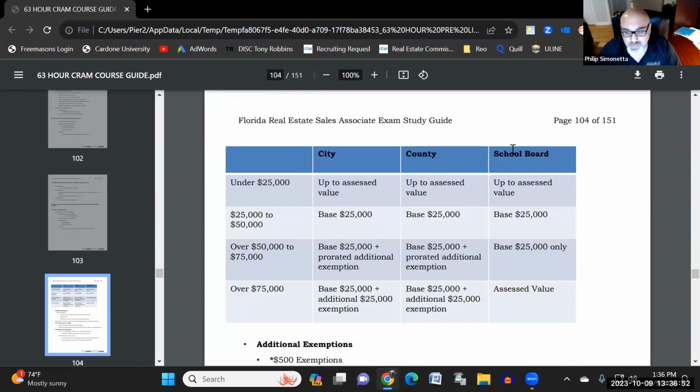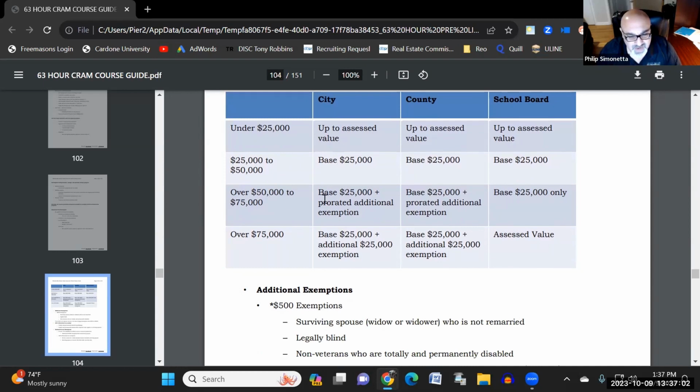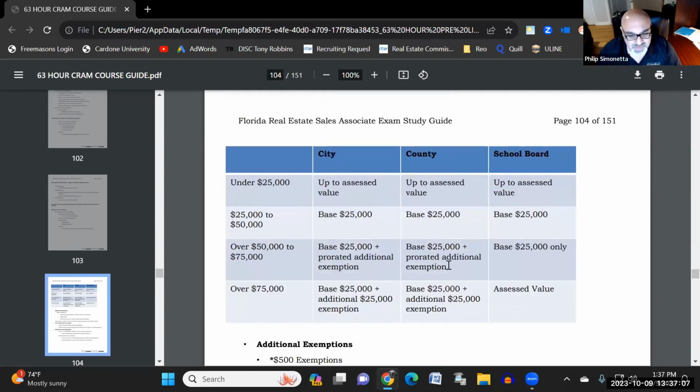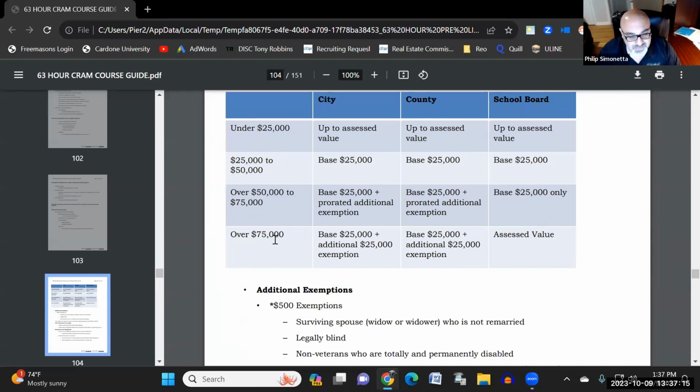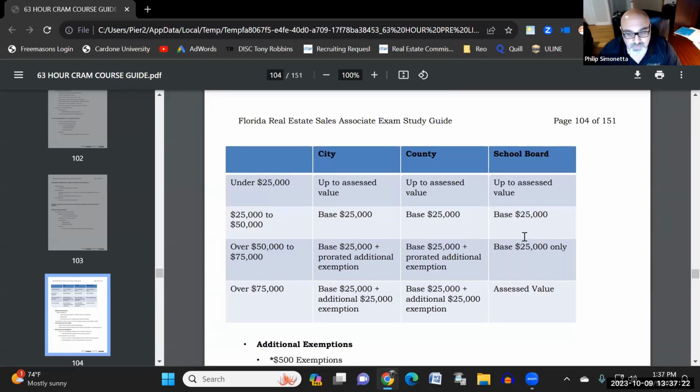And remember, if it's under 25, you get 25,000 off each. 25 to 50, you get the base 25 on each. If it's 50,000 to 75, you get the 25 on county and city, plus any prorated additional, and then 25,000 only on school, because school's always 25. And if it's over 75, you get the 50,000 on county and city, and then 25,000 on the school board.